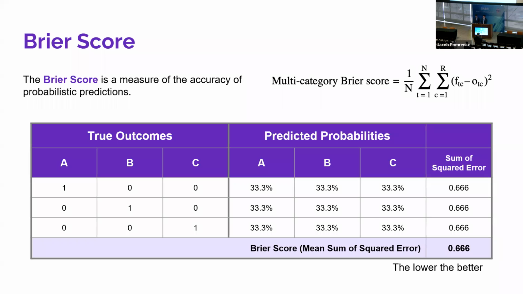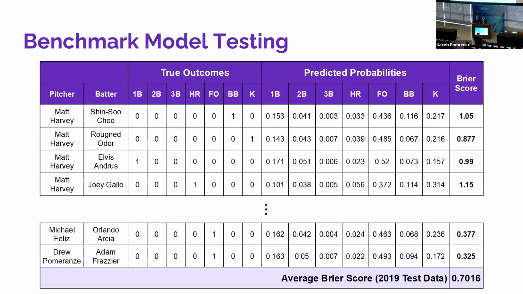So that's our final Brier score. And of course, the lower, the better. To help you visualize how we set up the test, this is a sample of the 2019 test data that we use. We essentially did the same as we did for the last slides, and we calculated that the average Brier score we get from the 2019 test data is 0.7016.